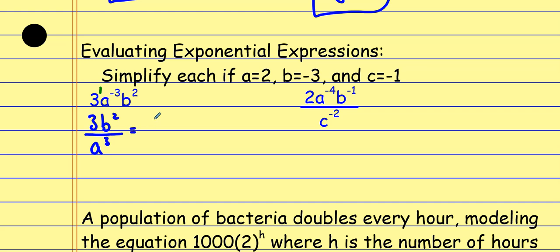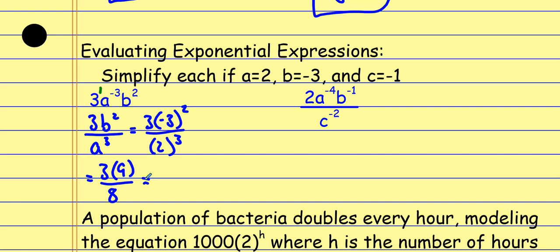Now I'm going to plug these things in. And just like always, I use parentheses when I plug in. So that's negative 3 in parentheses squared over 2 in parentheses to the third power. And now it's just a matter of simplifying. Ready? Negative 3 in parentheses to the second power is a positive 9. 2 to the third power is a positive 8.